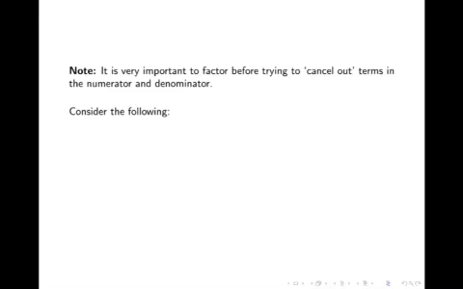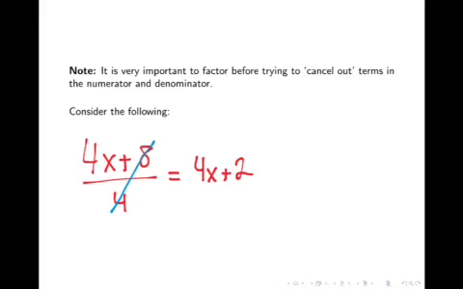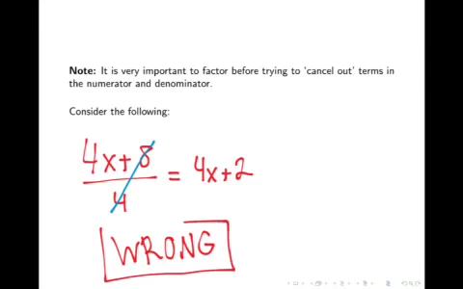Okay, now we've been factoring a lot of these, but just a warning, when we are reducing rational expressions, we absolutely have to factor before we try to cancel things out. So we can't take something like 4x plus 8 over 4 and just cancel the 8 and the 4, since they're both constants, and say that that's 4x plus 2. Okay, this is the wrong way to do it, because then we've left out the fact that we have this 4x in the front.